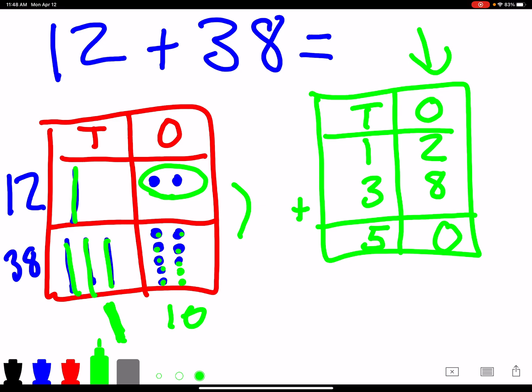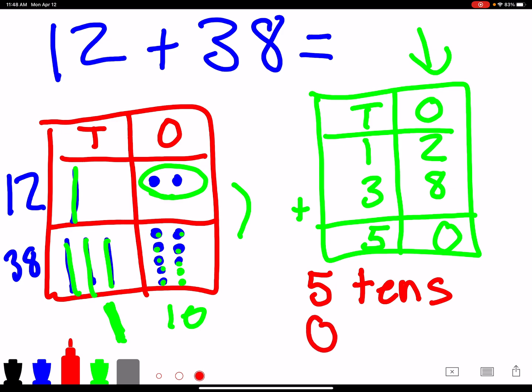But yes, let me go before I let you guys go. We have 5 in our tens place and 0 in our ones place. So it also wants you guys to learn from your answer. So we got our answer 50, but the book wants you to tell me which number's in the tens place and which number's in the ones place.